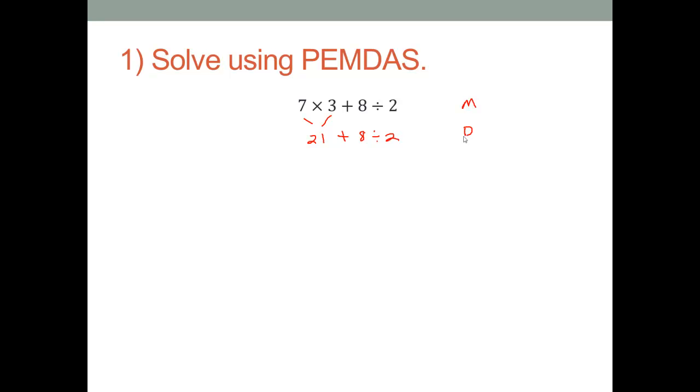Then I would perform the division between the 8 and the 2. Positive 8 divided by 2, which is 4. Last step would be addition. 21 plus 4, 25.